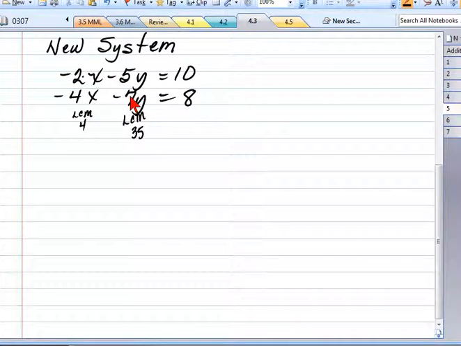If I do the y's, I'm going to have to change both equations. If I do the x's, I only have to change the top one. And I like to do the least amount of work I can get away with. So I'm gonna work on the top one. I need this -2 to become a 4. So I'm going to multiply by 2.